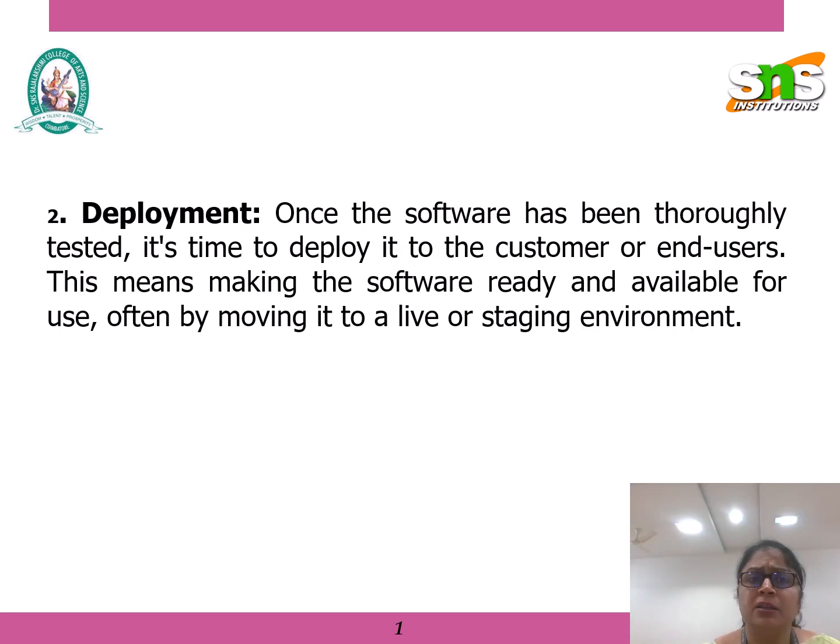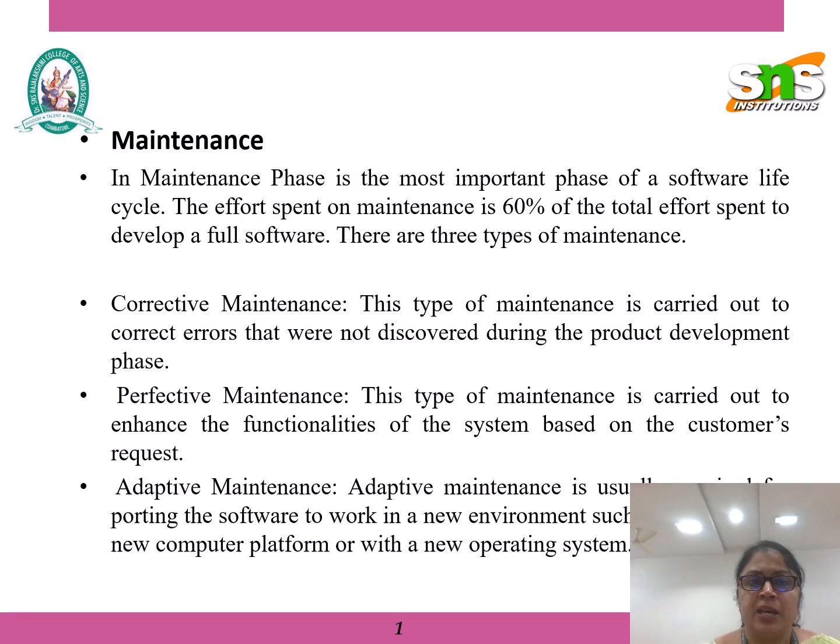Deployment: once a customer meets the end requirements, it can be deployed and it will be available to the end users to use that particular product. And next comes maintenance. After the customer is consuming it, we have to maintain that particular product. So how can we maintain it? There are many different maintenance types: corrective maintenance, perfective maintenance, and adaptive maintenance.